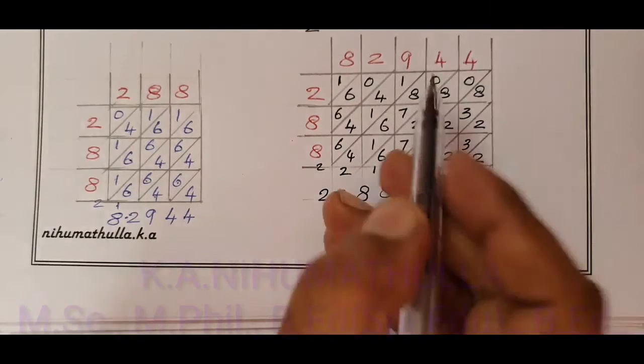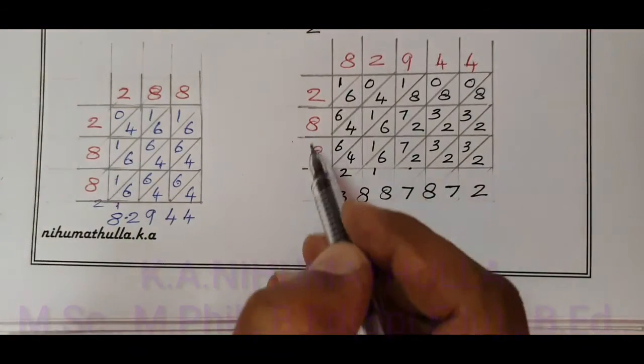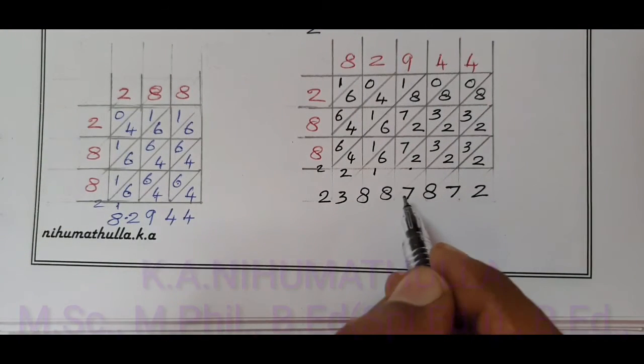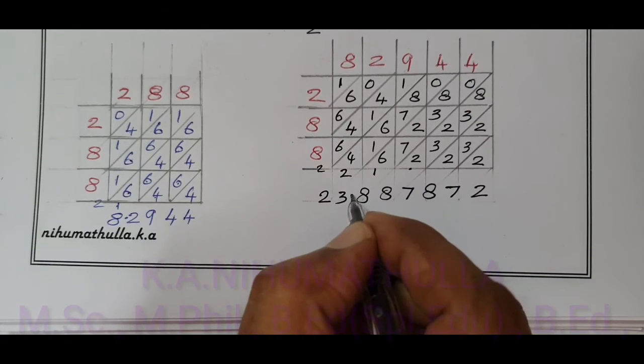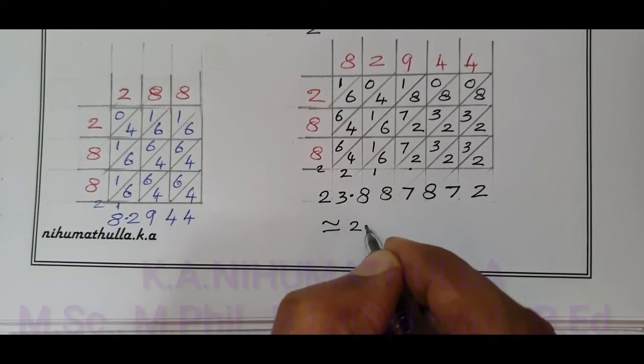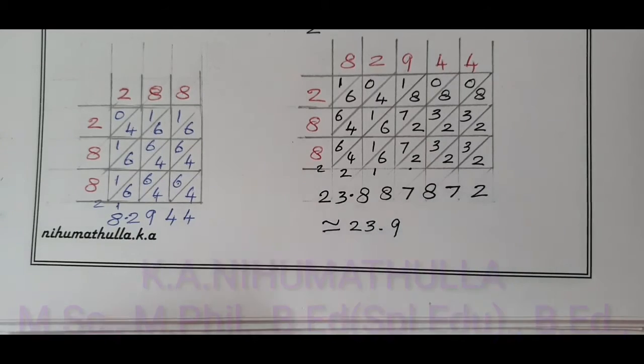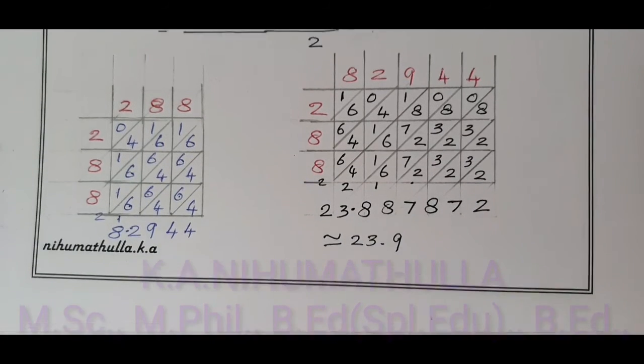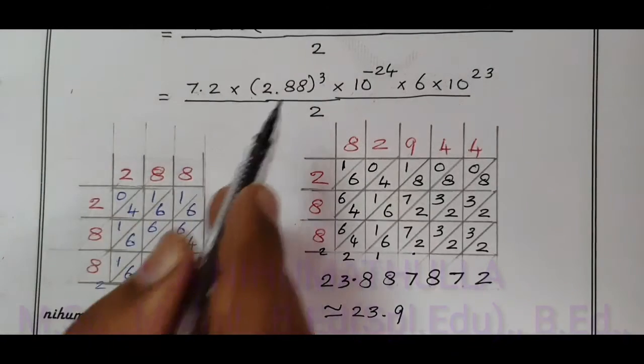equal to 2. How many digits here? 4 digits here, 2 digits, 6 digits: 1, 2, 3, 4, 5, 6. 23.88 is approximately taken as 23.9. 23.9 is the result of 2.88 cubed.